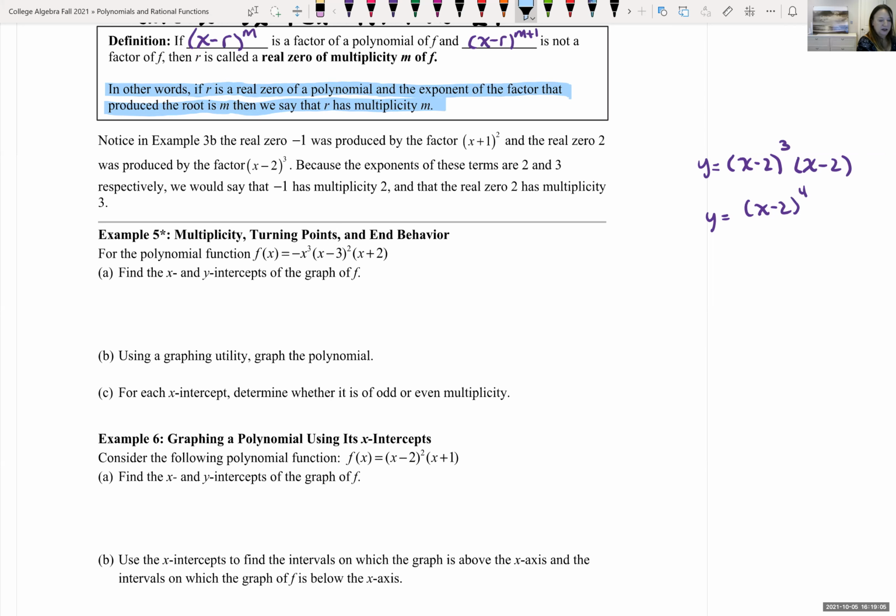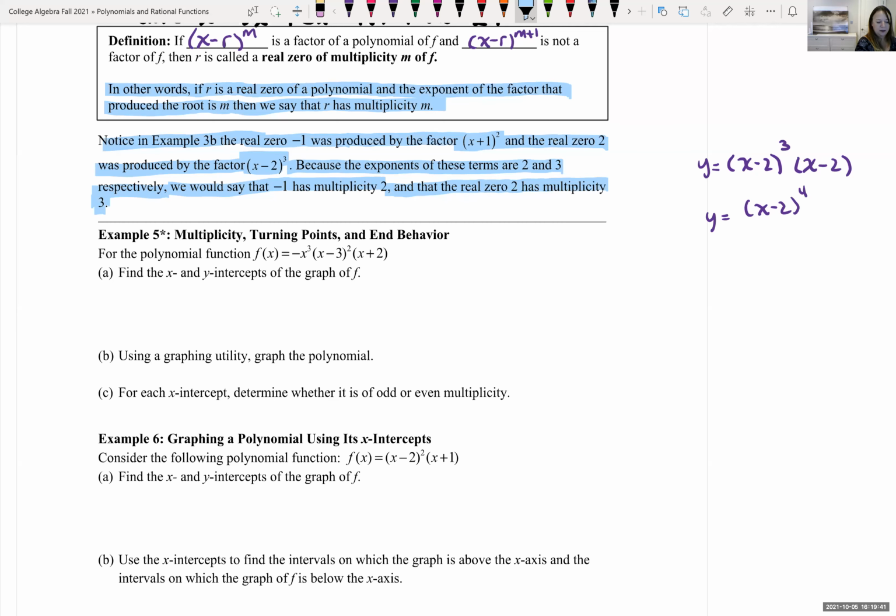Okay, so notice in 3b, well, I'm going to have to go back up because I don't remember what 3b is. The real zero -1 was produced by the factor x plus 1 quantity squared, and the real zero 2 was produced by the factor x minus 2 cubed. Because the exponents of these terms are 2 and 3, respectively, we say that x equals -1 has multiplicity 2, and that the real zero 2 has a multiplicity of 3.